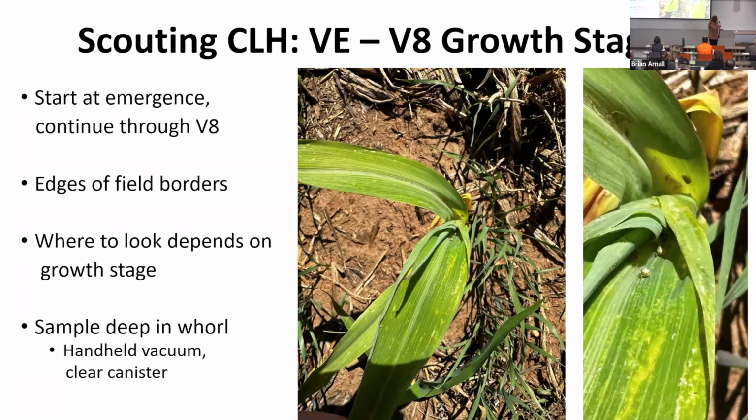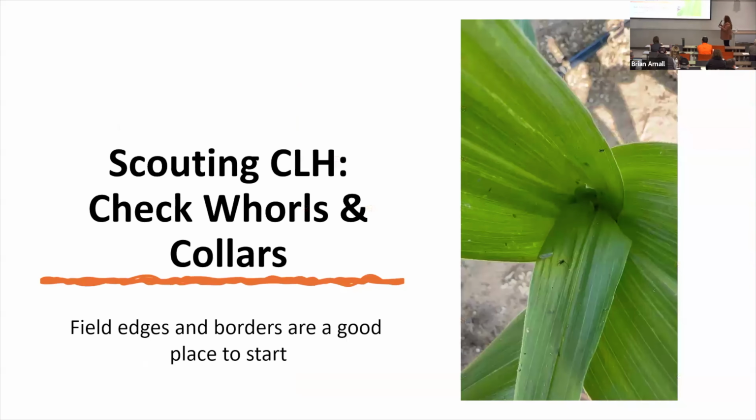All right, so you're going to want to start at emergence and continue through V8 for your scouting. Check those edges of field borders. I think Myra convinced you of that. Where to look depends on the growth stage though. So in the whorl is important, but also on the underside of plants is going to be really important too. And to sample deep in these whorls, use a handheld vacuum cleaner. It has a clear canister on it. I'll show you what one looks like that I recommend here in a couple of slides.